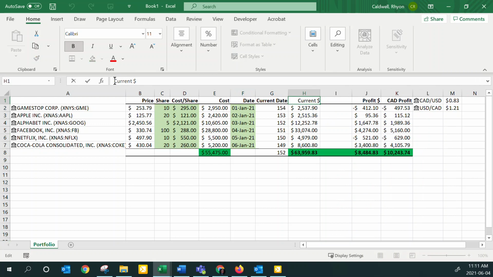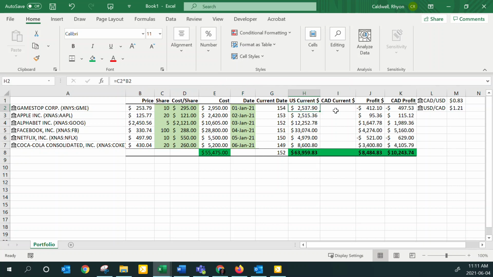I should almost label these US current. And the other one here is the Canadian. There we go. Now I'm back on track. The Canadian current dollars. Now, how do I get into my Canadian current dollars? Well, I have to take my USD and multiply it by this.